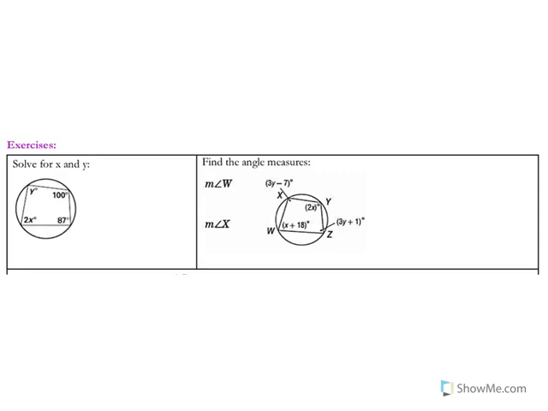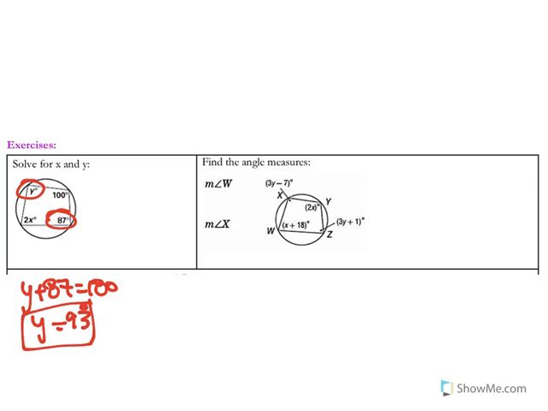So the first one says solve for x and y. So which two get to go together? Y goes with 87. Now remember, they're not congruent, they're supplementary. So y plus 87 equals 180, minus 87 from both sides, so y equals 93. Okay, and then let's do x, 2x and 100, so 2x plus 100 equals 180, 2x equals 80, x equals 40.